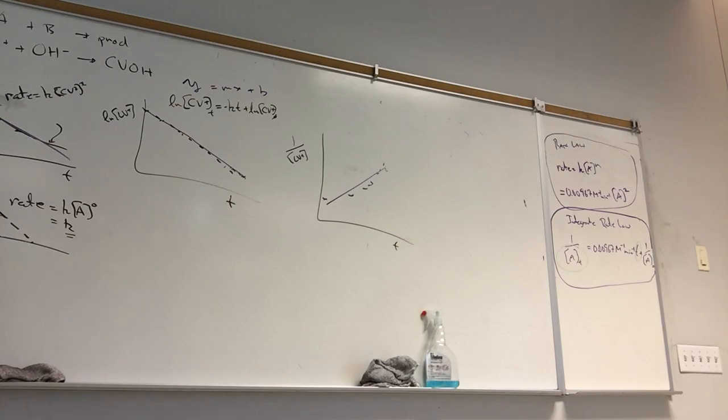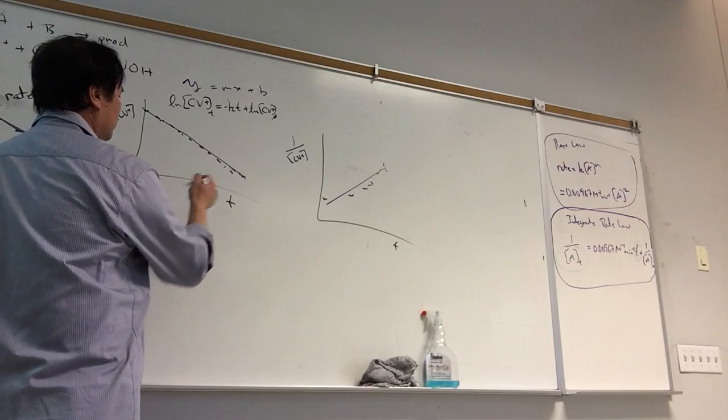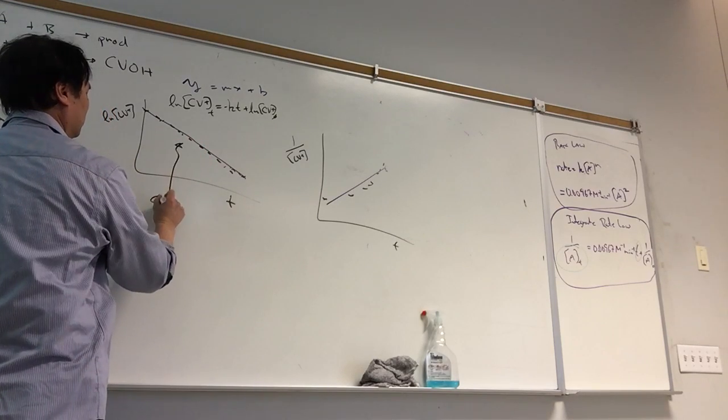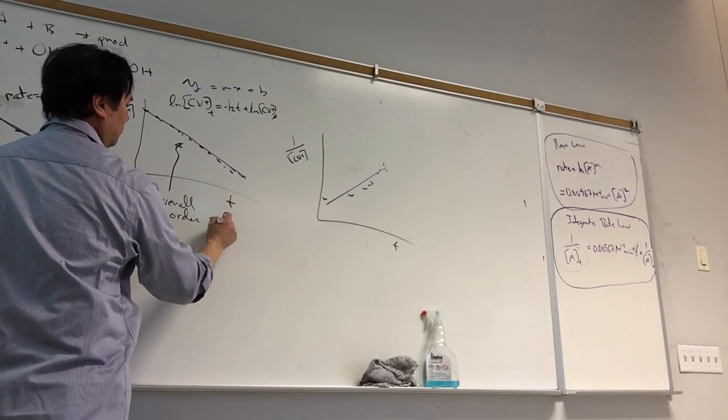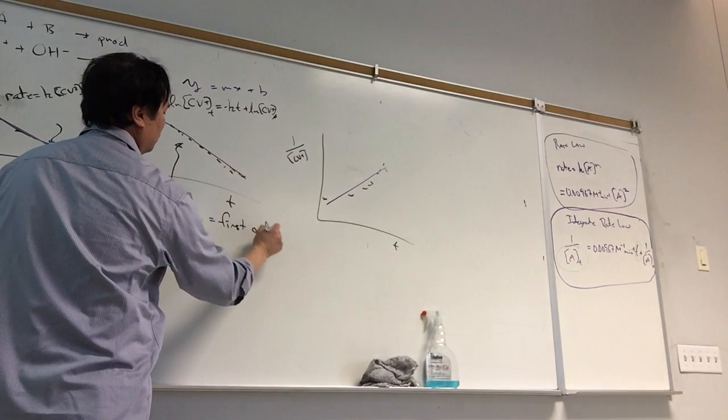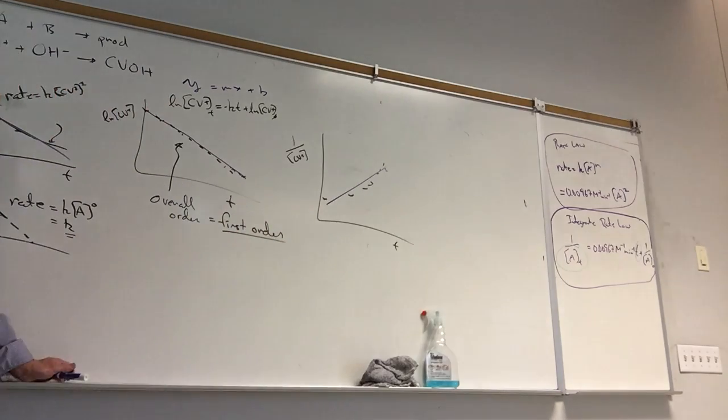But there's a problem. What about the hydroxide? Does the hydroxide have no impact? If I consume half my crystal violet, how much hydroxide have I just consumed? Let's say I started 1 molar here, 1 molar here. If I consume half my crystal violet, then I must have consumed half my hydroxide. And so what I'm observing here is the overall order. The overall order is first order.